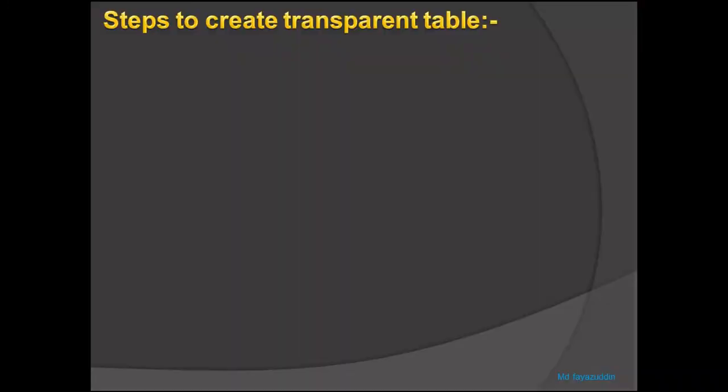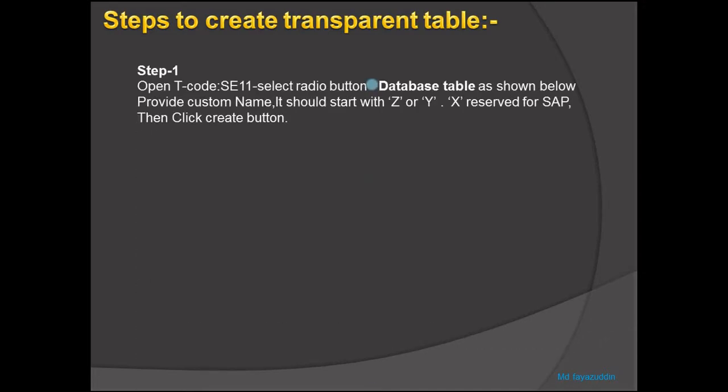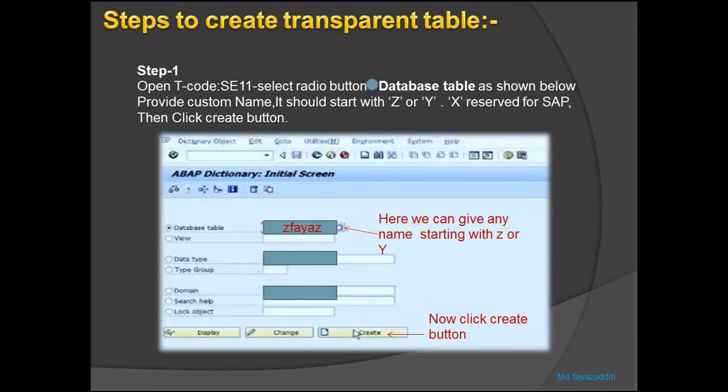Now we'll go through the steps to create a transparent table. First we have to open the T code SE11. After opening SE11, there are many radio button options; the first option we have to choose is database table, and as shown below we have to provide some custom name. It should start with Z or Y, and X is reserved for SAP. I will show you how to create a database table step by step. First I will go through the theory part, then I will cover the practical. Here you have to give any kind of name.